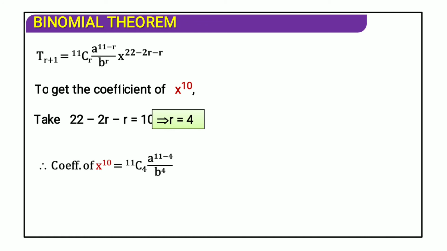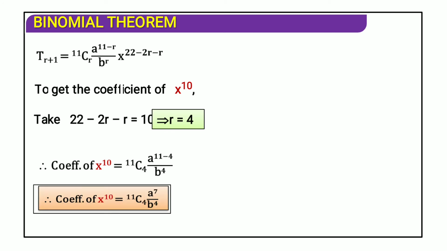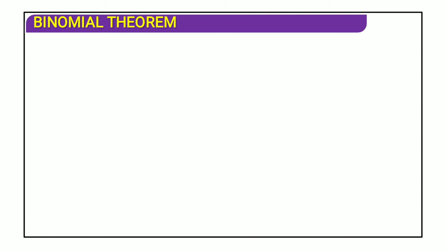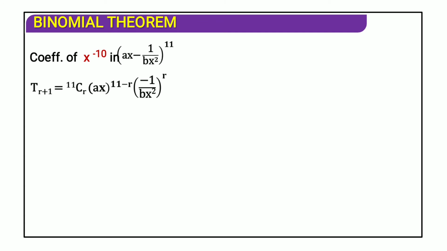The coefficient of x to the power 10 is 11C4. I am putting r equal to 4 over here and writing the coefficient, omitting the term, meaning ignoring the term x to the power 10. So the coefficient of x to the power 10 is 11C4 a to the power 7 upon b to the power 4. We need to calculate one more thing, that is the coefficient of x to the power minus 10 as well. In the question it is provided to me. You can easily calculate this coefficient.